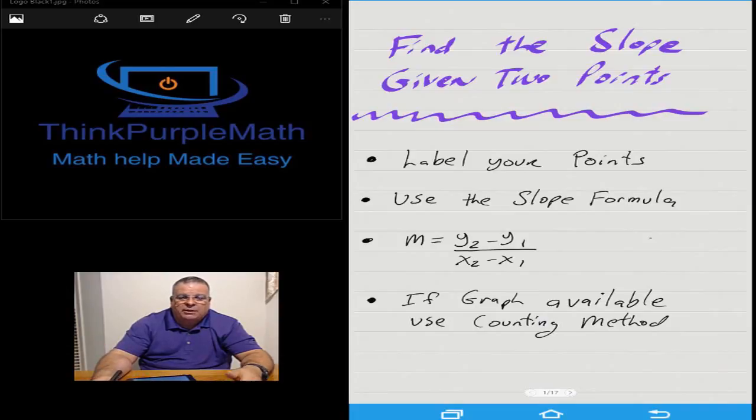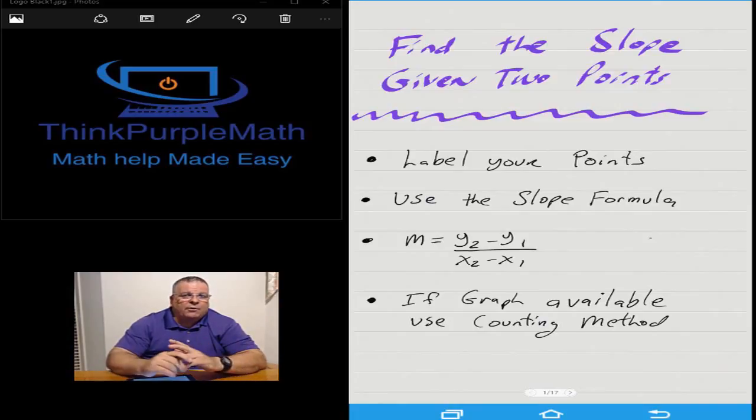There's a couple of bullet points I always like to reiterate to kind of get us going. The first thing we're going to do is to label our points. Students often forget to do that, and that causes some confusion about what x value goes where and so on. So we're going to label our points. Second thing we're going to do is use the slope formula, and the slope formula is on the third bullet point, and m stands for slope: y2 minus y1 divided by x2 minus x1.